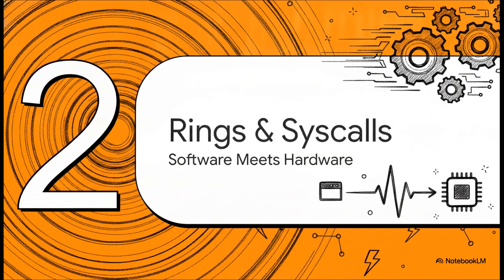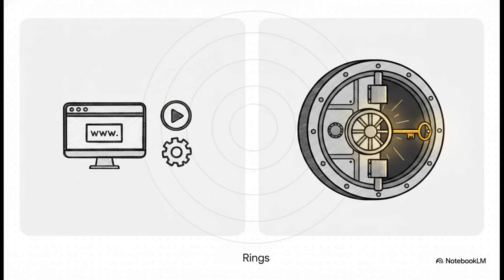Section 2, Rings and System Calls. Let's zoom way down to the microscopic level here, because here's a secret. CPUs are fundamentally pretty naive. They'll just blindly execute whatever instruction is next in line. So to protect your computer from a poorly written app or worse, malicious software, the processor uses a highly secured two-ring vault system. In the outer ring, which is user mode, your everyday apps like web browsers live with strictly restricted access. But deep inside the vault is kernel mode.